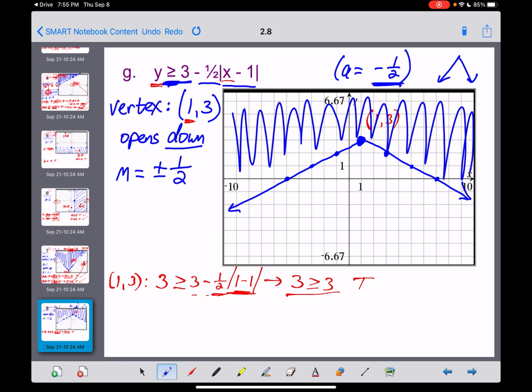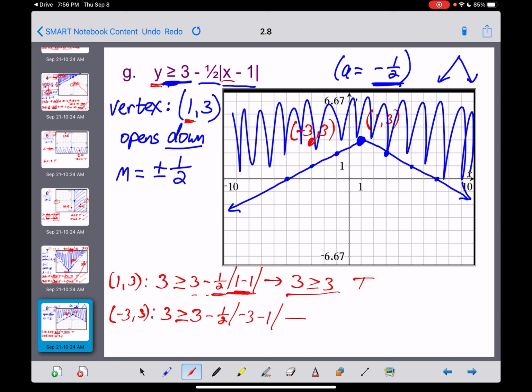Greater than is always above, less than is always below. Let's test two points. Make sure we got this right. I'm going to pick this point right over here, which is (-3, 3). And let's see what that one does for us. All right, guys, our y coordinate is 3. That should be greater than or equal to 3 minus 1/2 times the absolute value of our x value, which is -3 minus 1.